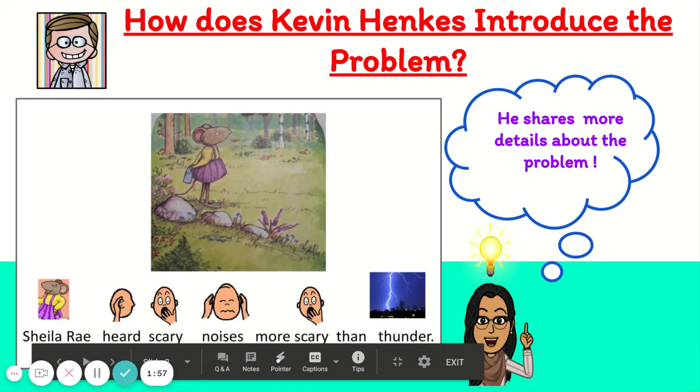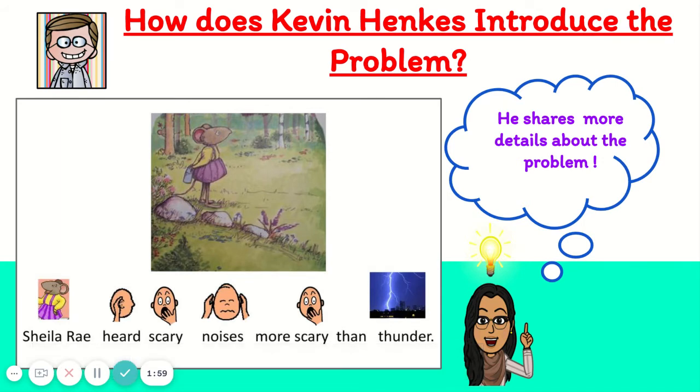Kevin Hanks also adds more details about the problem and shares how the problem upsets the character. For example, Sheila Ray heard scary noises, more scary than thunder. So this is part of the problem. She starts to hear noises. You can add as many details as you want about the problem in your story. Use your imagination.